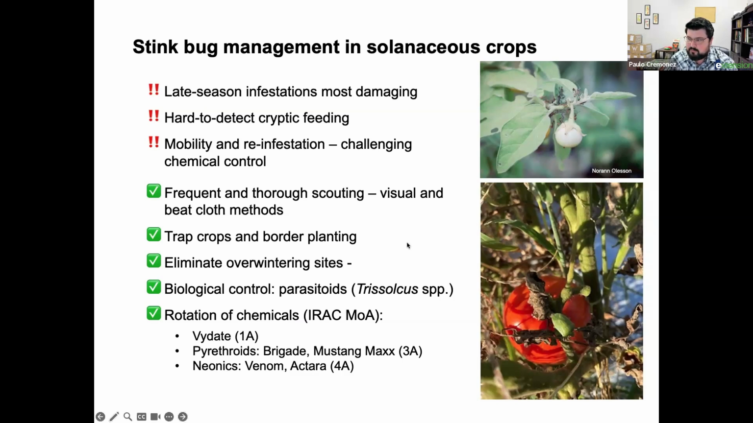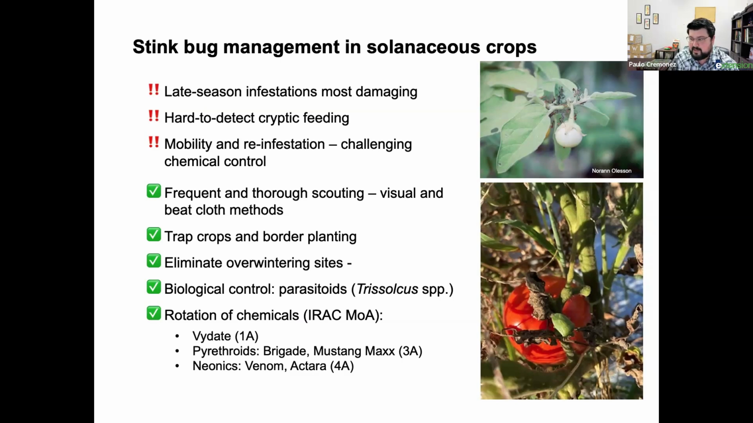Trap crops and border plantings can be useful for both stink bugs and leaf-footed bugs. Sorghum is really good for trapping leaf-footed bugs away from your tomatoes. It's fantastic. So if you use them on the border, you can basically just get them out of there.